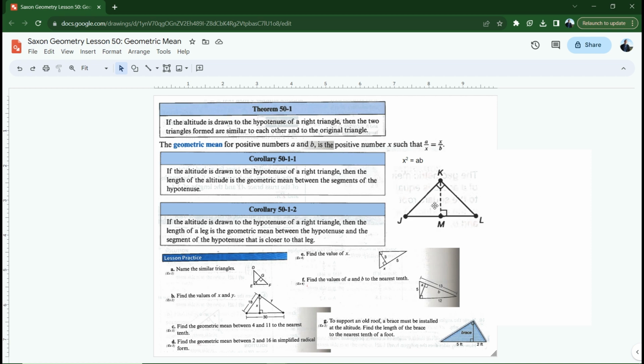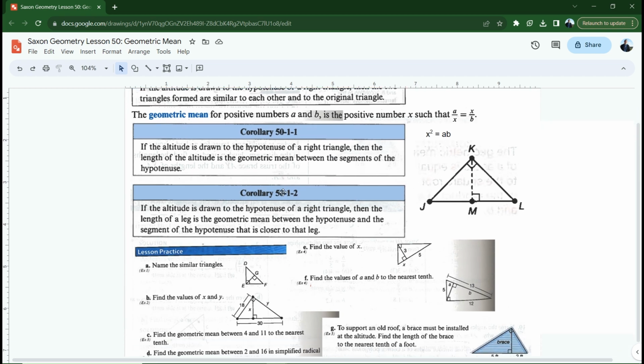Now, that's a lot to take in. What we're going to be doing in the practice problems a lot of times is identifying which of these sections are like the leg that we're choosing, and then the segment of the hypotenuse closest to the leg, or the altitude, and then one segment or the other segment. Okay, so just keep in mind we have to be detectives and figure out how we can apply these corollaries to solve some of these problems.